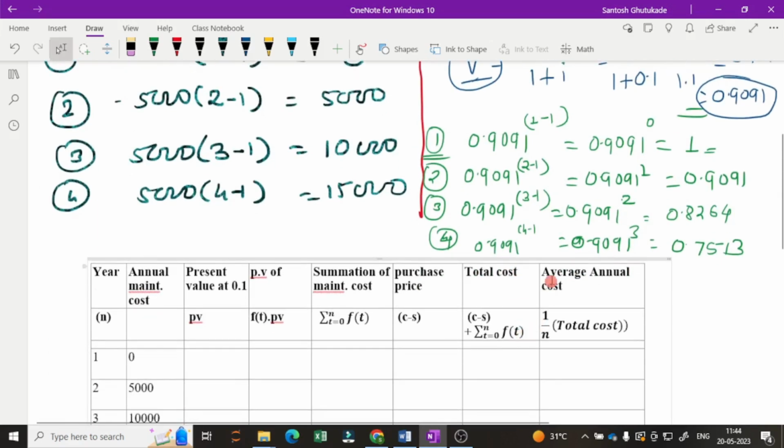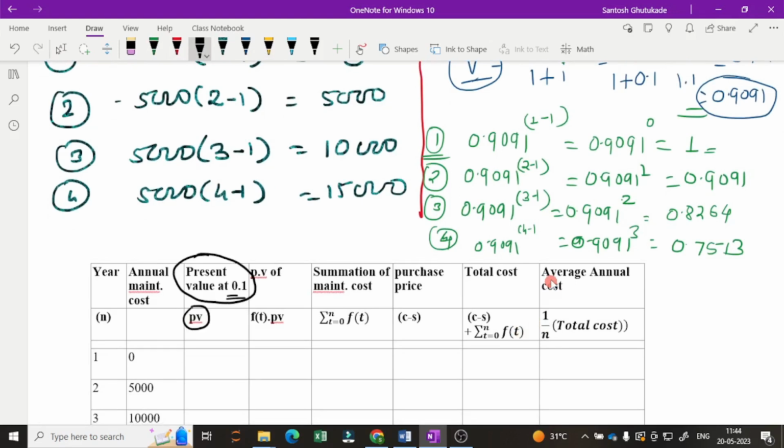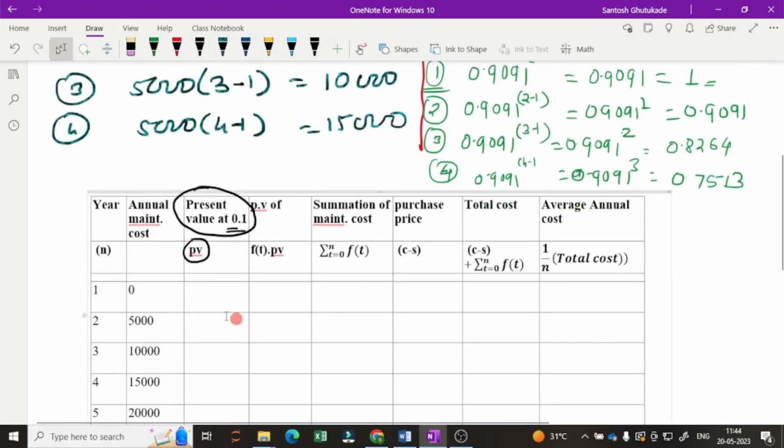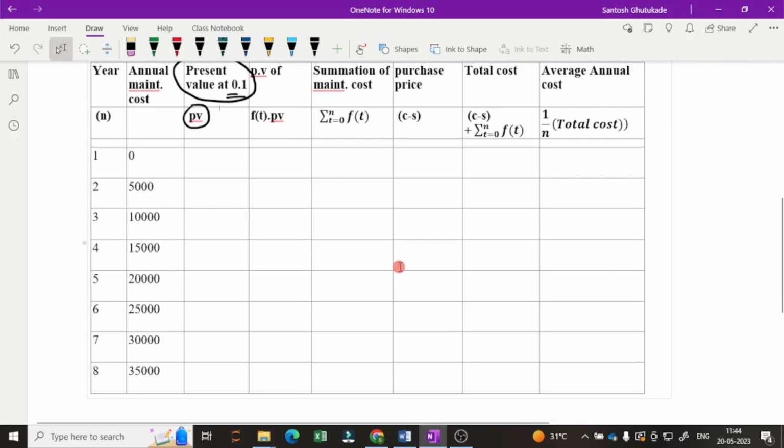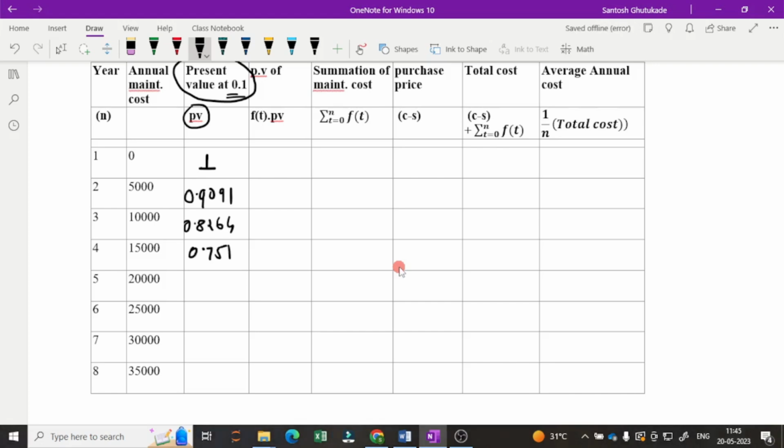So I will directly put the value of the present value at a rate of 0.1. Here PV is nothing but the present value, where the discount rate is 10%, or 0.1. I will directly write this calculation: 1, 0.9091, 0.8264, and then we will solve further. So for the first year the discount value is 1, then the next is 0.9091, then 0.8264, then 0.7513, then 0.6830, that is for year number 5.